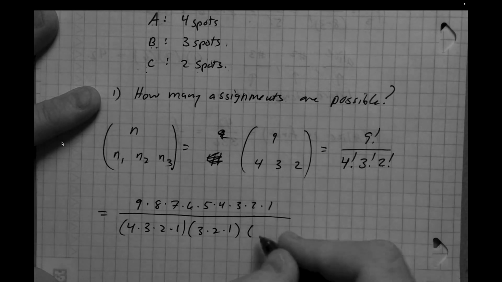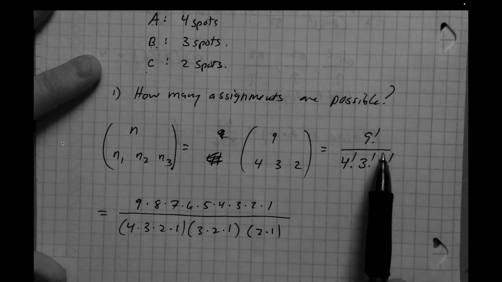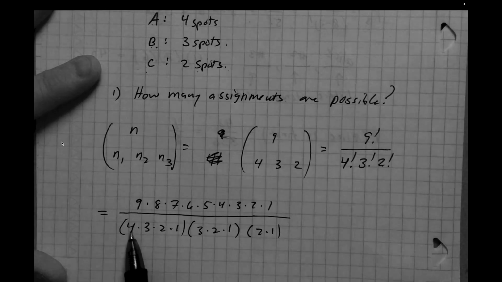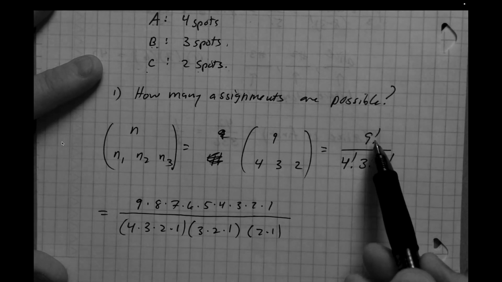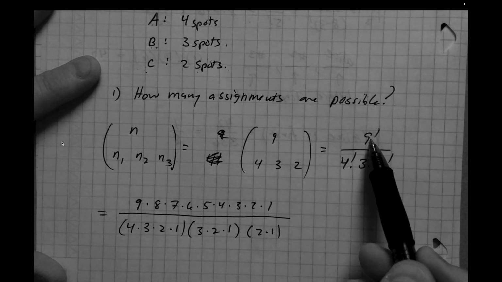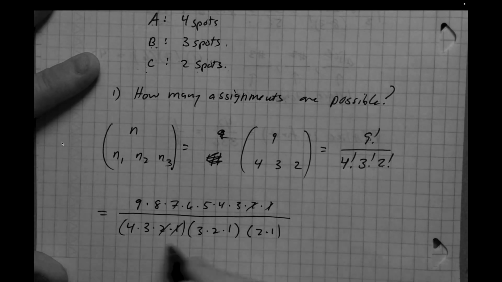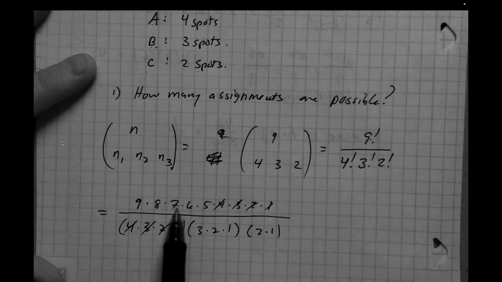And then 2 factorial is just 2 times 1. Okay, now notice something that happens when you have a factorial divided by another factorial that's smaller. Obviously, all of these are going to cancel, right? So you could basically write this up here as 9 times 8 times 7 times 6 times 5, right off the bat, because these will cancel. And so you're just left with 9, 8, 7, 6, 5.